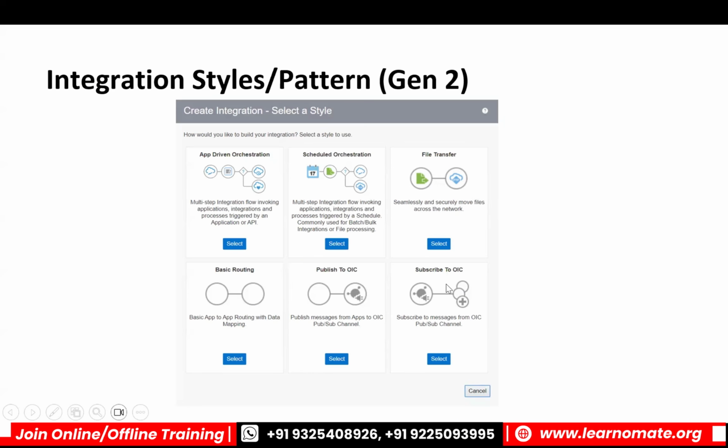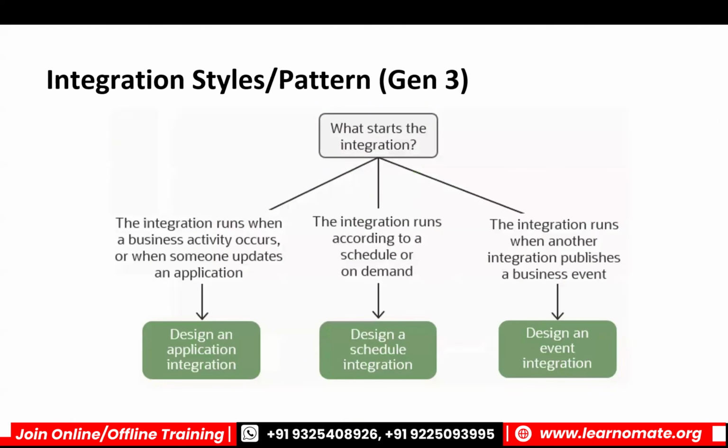Publish to OIC and subscribe to OIC are nothing but event based. These are still there, but Oracle has rebranded them as event. So 6 patterns were there, and whichever were not used, Oracle deprecated. It means 4 are still there: on demand as it is, schedule as it is, and publish to OIC and subscribe to OIC rebranded as event. Behind the scenes it is the same thing. Developers who did development in generation 2, when they develop in generation 3 using event, say it is the same thing, just rebranded with the name event. So these are the 3 patterns in generation 3.